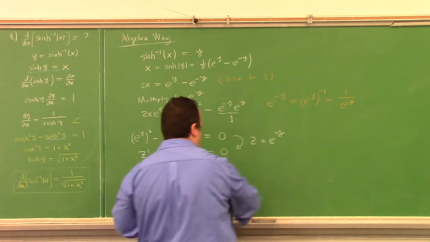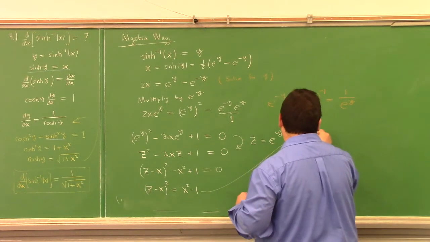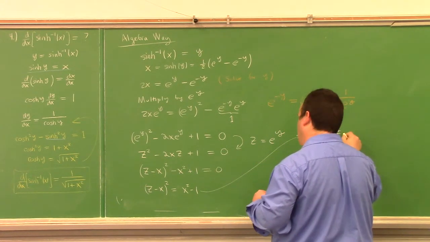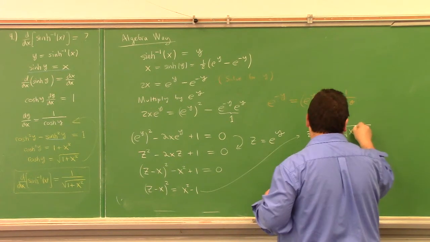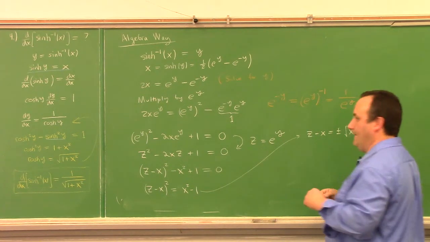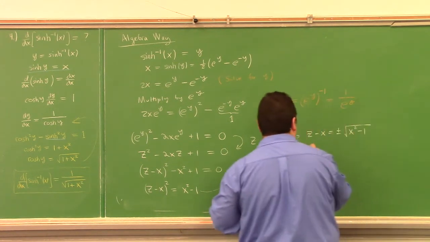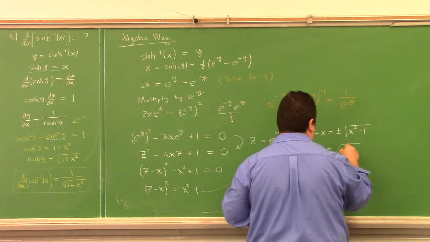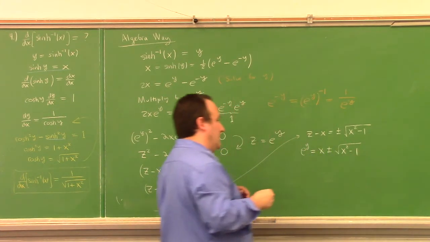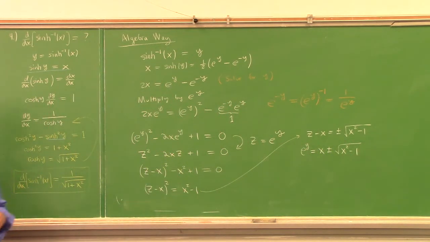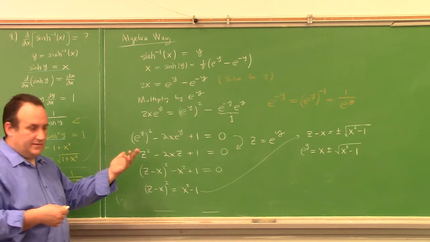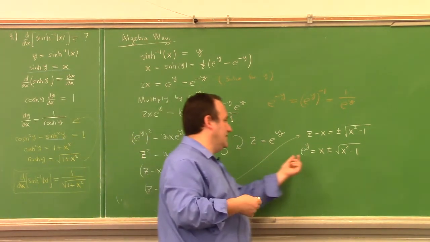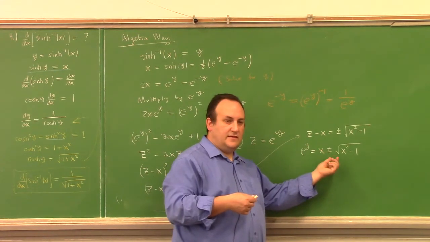So that gives me z minus x equal to plus or minus the square root of x squared minus 1, which gives me that e to the y is equal to x plus or minus the square root of x squared minus 1. Putting back z equals e to the y and solving for it. And then what? Take the natural log of the equation, right? And for this, if you think about this for a second, can this be plus or minus?